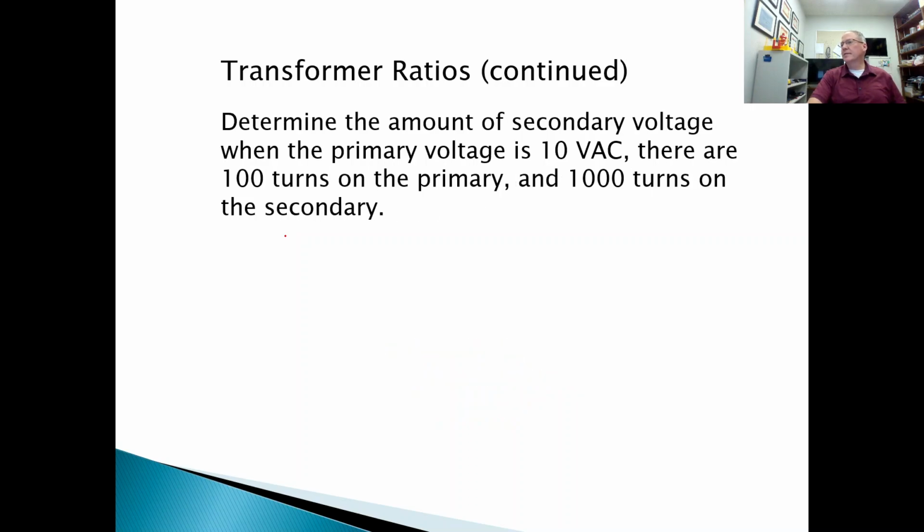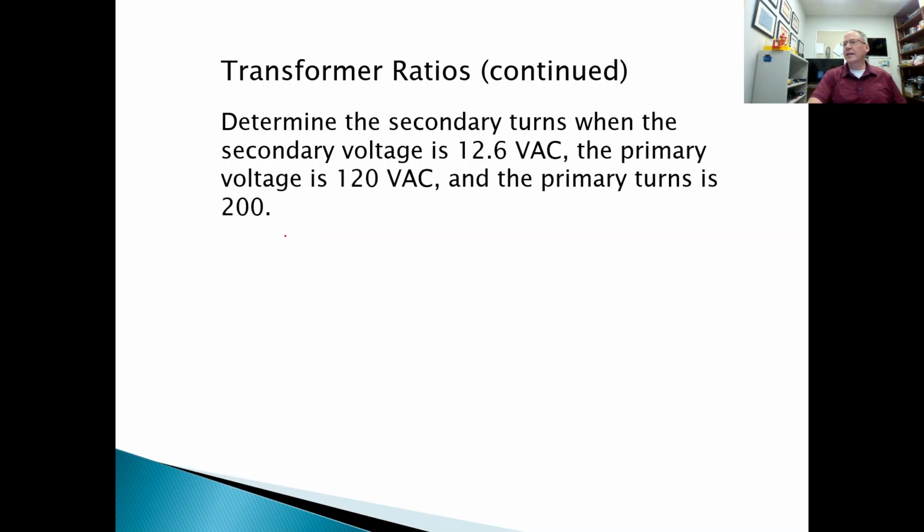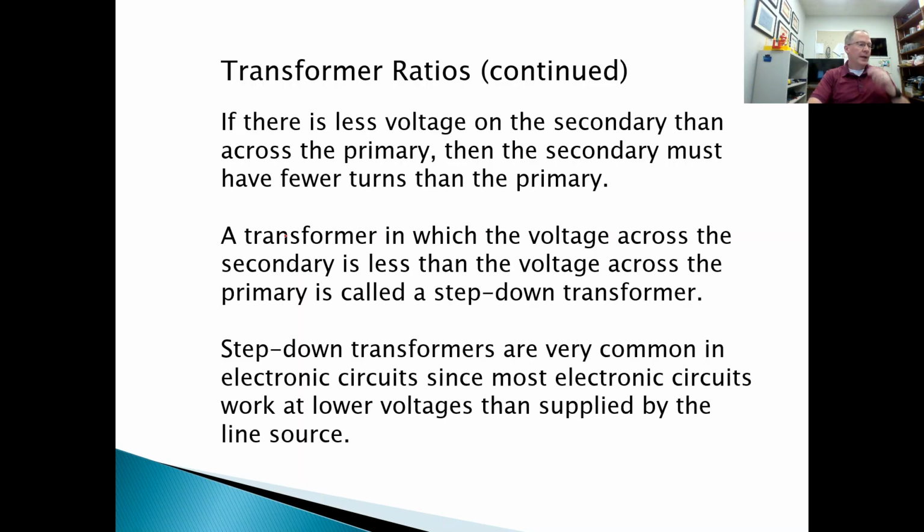And then determine the amount of secondary voltage when the primary voltage is 10 volts AC. There are 100 turns in the primary and 1,000 turns on the secondary. So that's a 1 to 10 ratio. So you can calculate that, and then the same thing there.